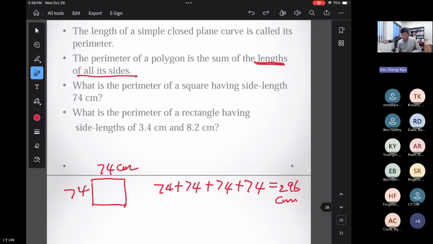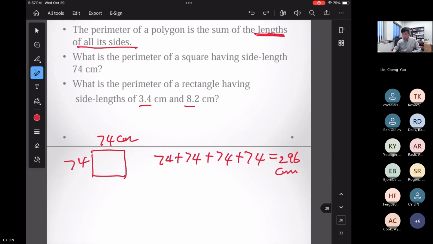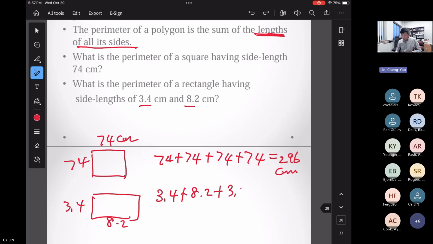What is the perimeter of a rectangle having 3.4 and 8.2? So we have this 3.4 and 8.2. And actually 3.4 plus 8.2 plus 3.4 plus 8.2. And add together, we get 23.2 centimeter. Okay.